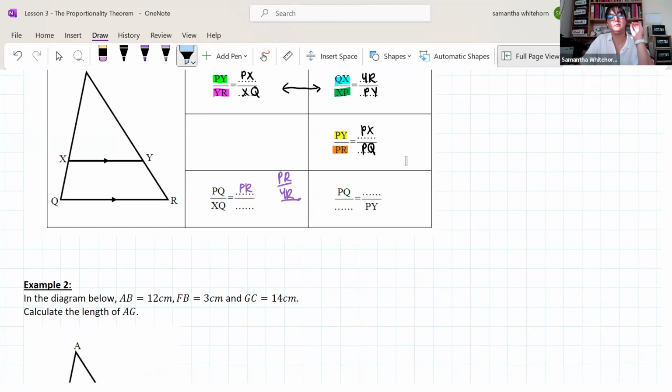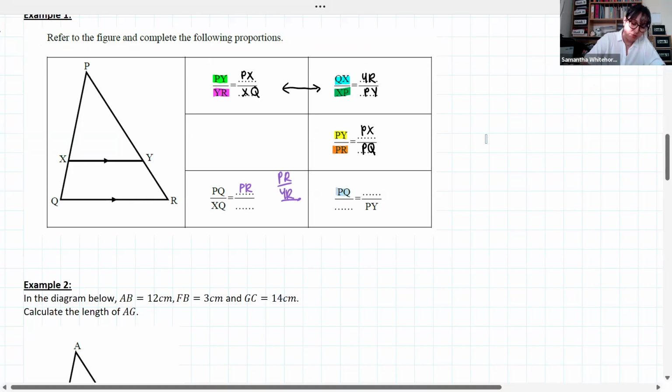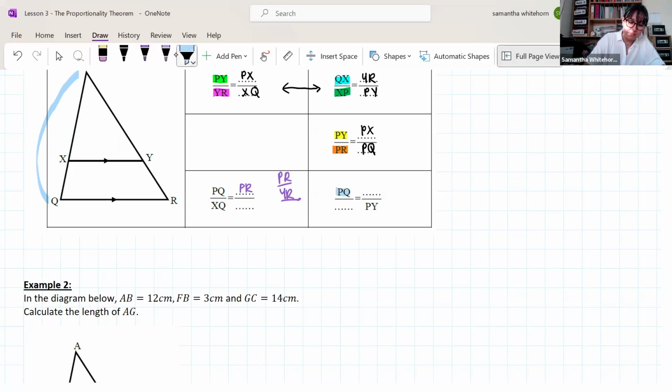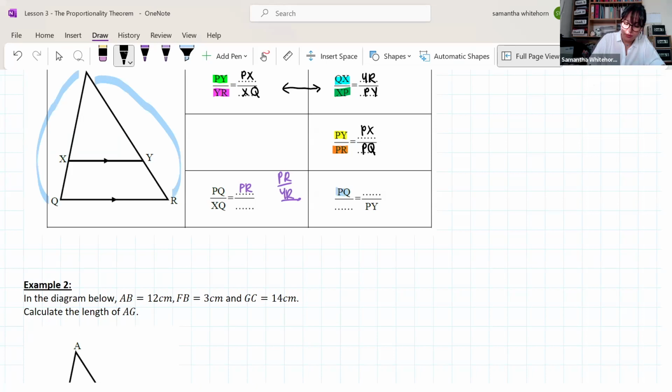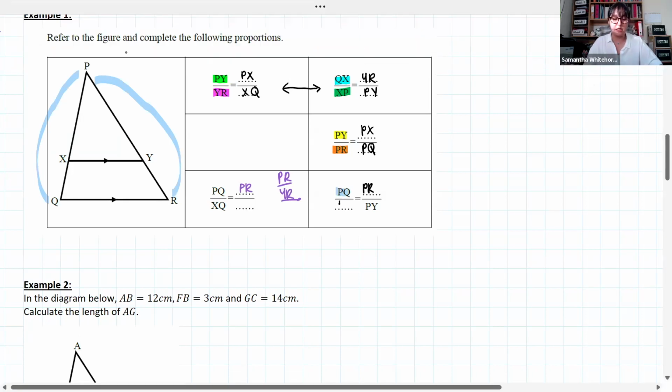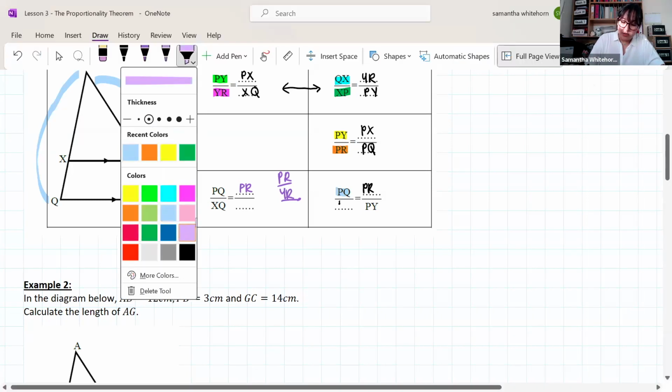Hi, ma'am. I said PQ over PX equals PR over PY. Very nice. Excellent. So guys, let's chat about why that's the case. PQ is the whole length. Nam just said that that would correspond to PR. That makes sense. The whole length on the other side is PR. So our numerators are the whole side lengths, and then in my denominator, I'm having a look at PY.